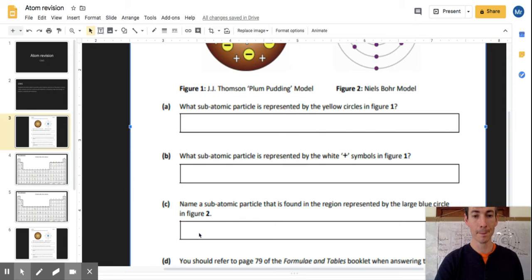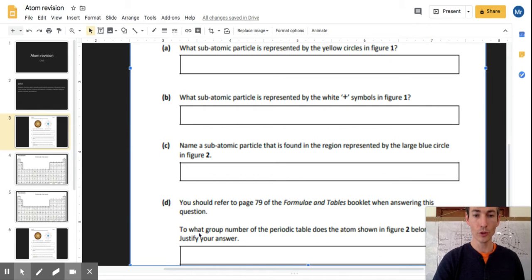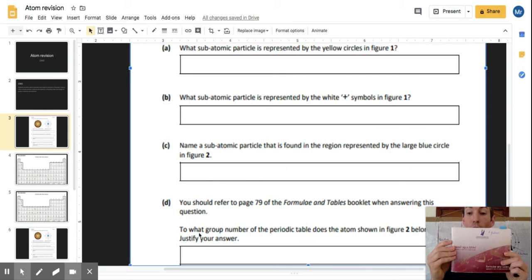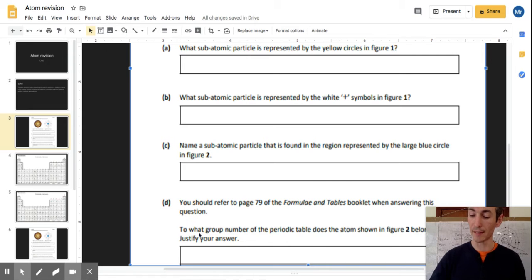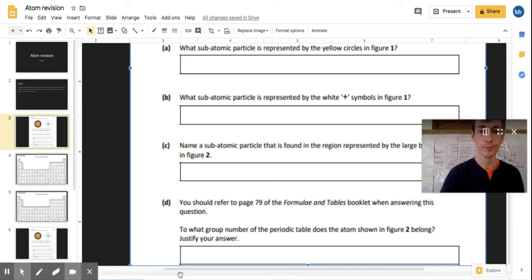Either of them. Now, you should, for part D, refer to page 79 of your Formula and Tables booklet when answering this question. Okay, so always have your trusty Formula and Tables booklet with you in the exam. If you're not given one in the exam, ask for one. And we are asked, to what group number of the periodic table does the atom shown in figure 2 belong? And we need to justify our answer.